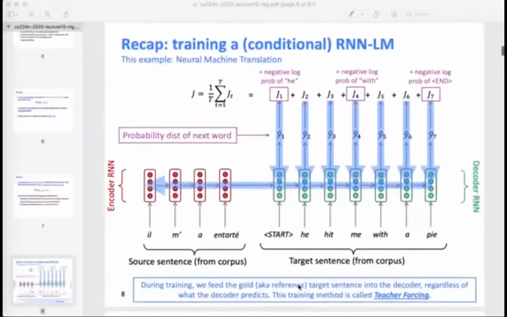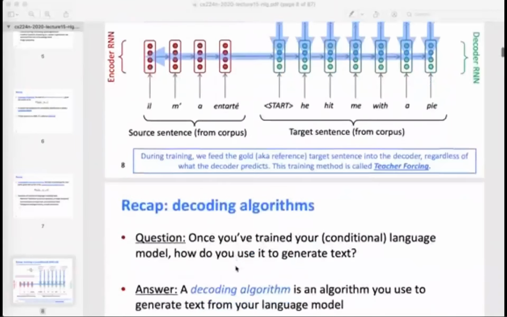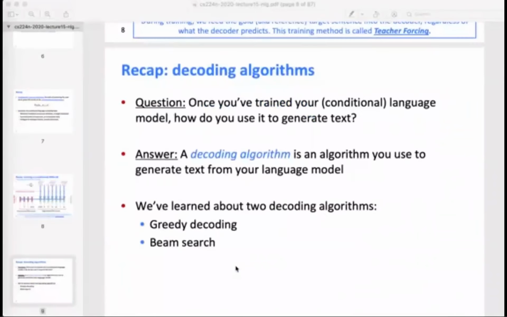Let's do a recap of how you train an RNN-LM. We have this example here of neural machine translation. The thing we need to remember is that we feed the target sentence into the decoder model. This is called teacher forcing. We feed the gold target sentence into the decoder regardless of what the decoder predicts. So just remember we have teacher forcing here. And let's also recap the decoding algorithms that we learned. The problem is, once we've trained the conditional language model, how do we use it to generate text? The answer is we use a decoding algorithm.